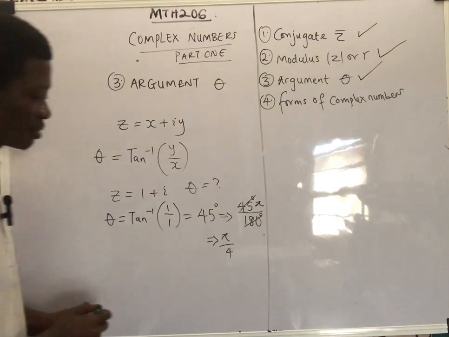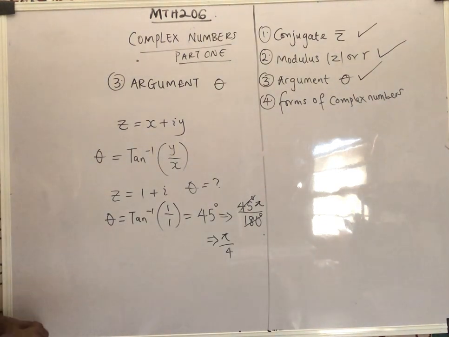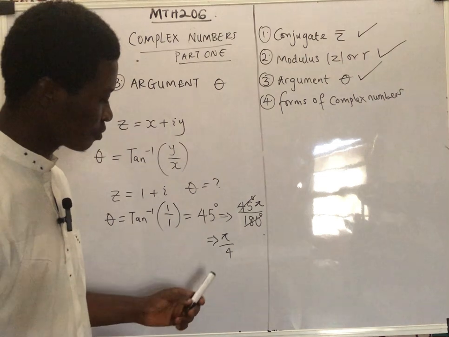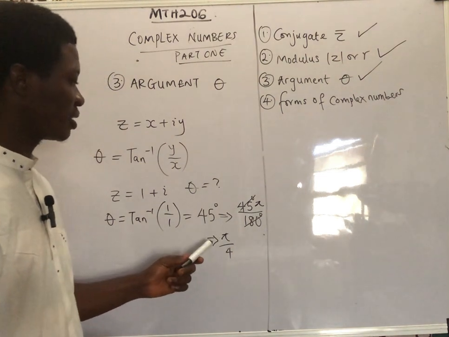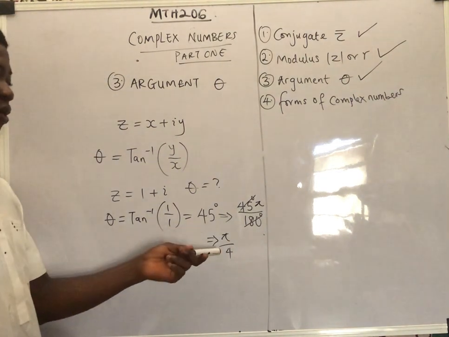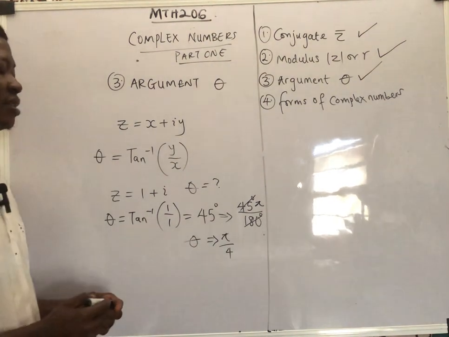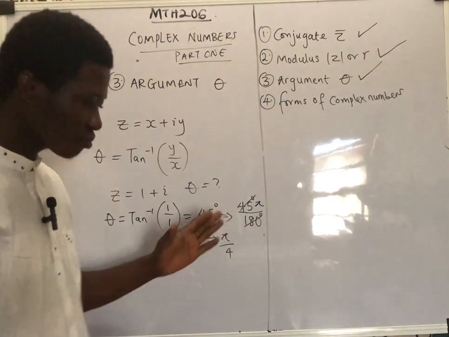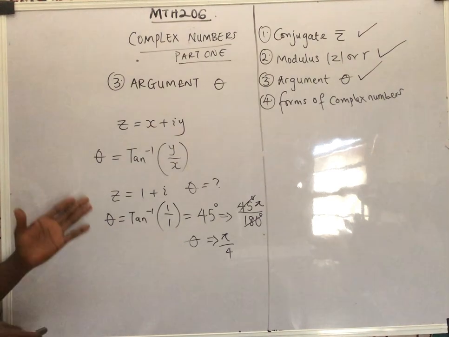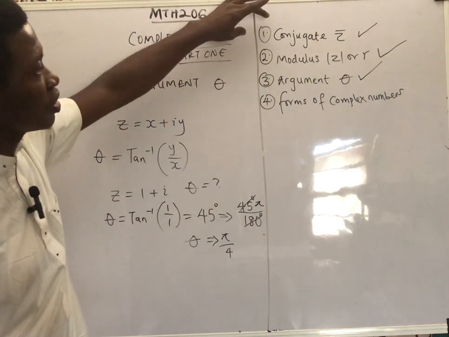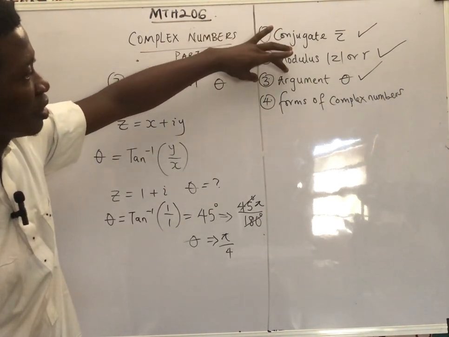Okay, so that is it. It's as simple as that. So we have gotten our what? Our argument. So our argument is this. Okay, now with that being said, we have been able to discuss conjugate, modulus, argument.